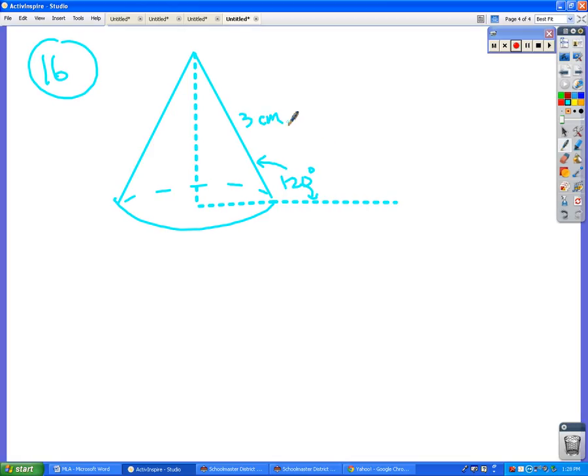Okay, last one, number 16, we are asked to find the volume of that cone. So a good place to start, if we're asked to find the volume of a cone, is to figure out what the formula for the volume of a cone is. 1/3 the area of the base times the height, and since it's a cone, the base is a circle, so the area of a circle is pi r squared. So we want to know what 1/3 pi r squared h is. But they didn't tell us what the height is, and they didn't tell us what the radius is, so how are we supposed to figure this out?